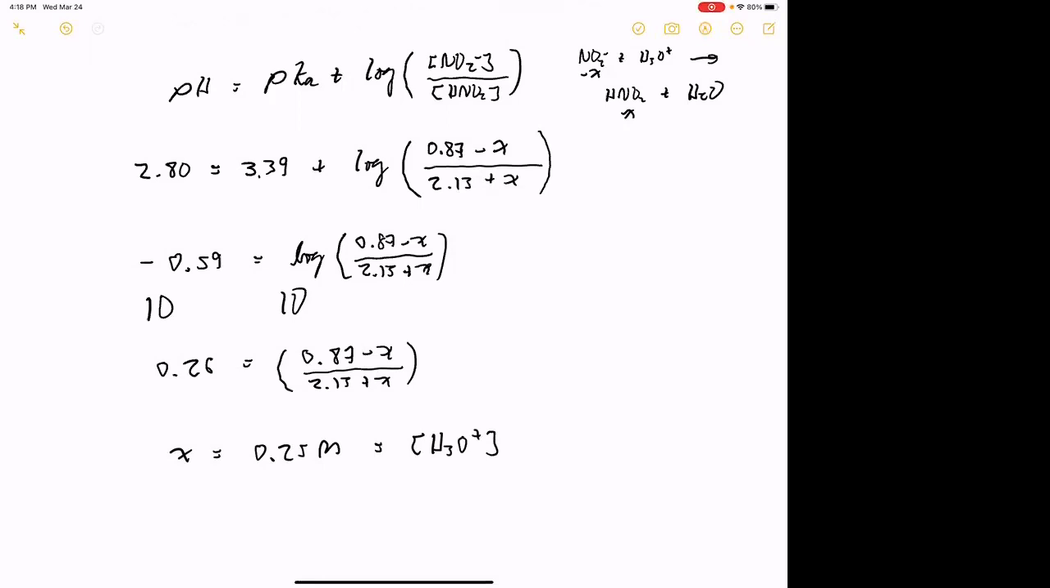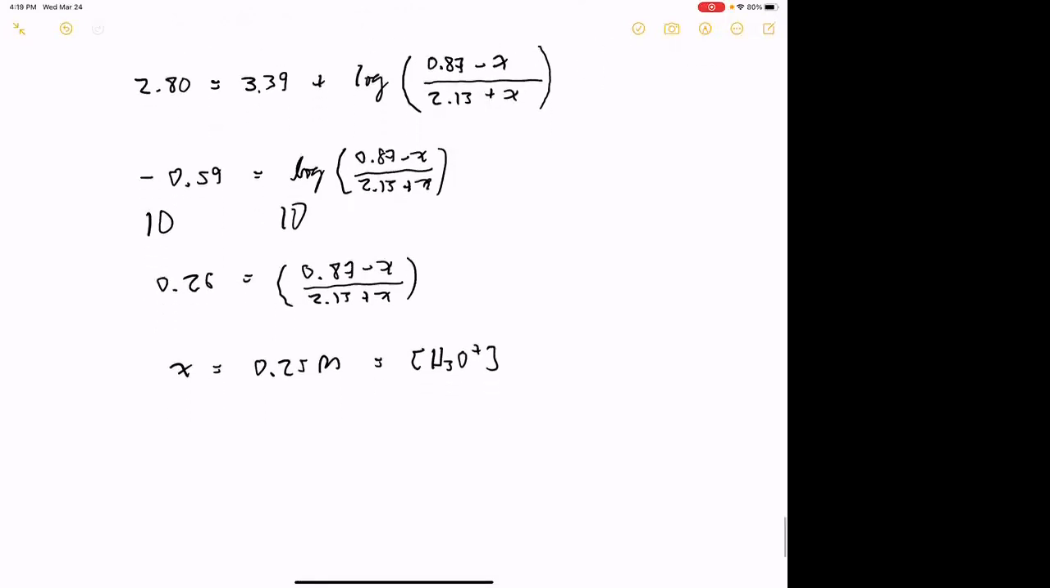Because I can go back to my equation up here and recognize that if I have minus X of the hydronium ion, I'm going to lose that same X of the nitrite and convert it to the same X of HNO2. So now I have the concentration of the hydronium ion. So now, how do I determine how much of the stock I need?